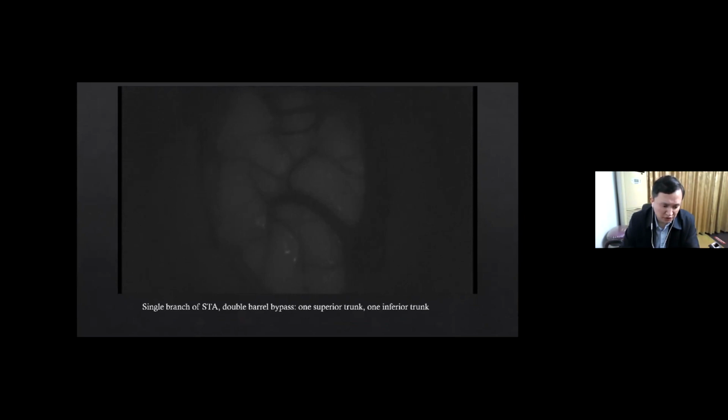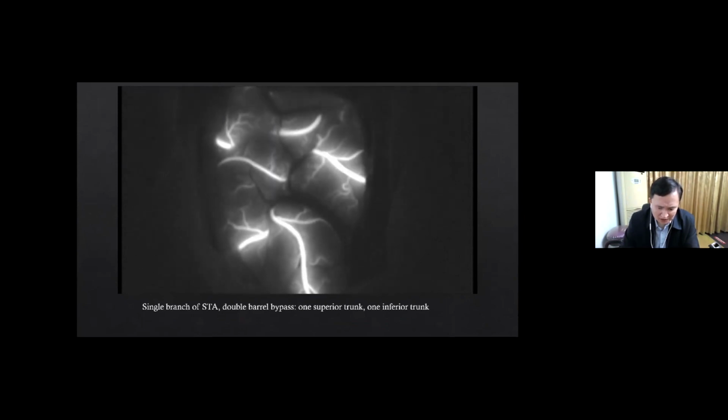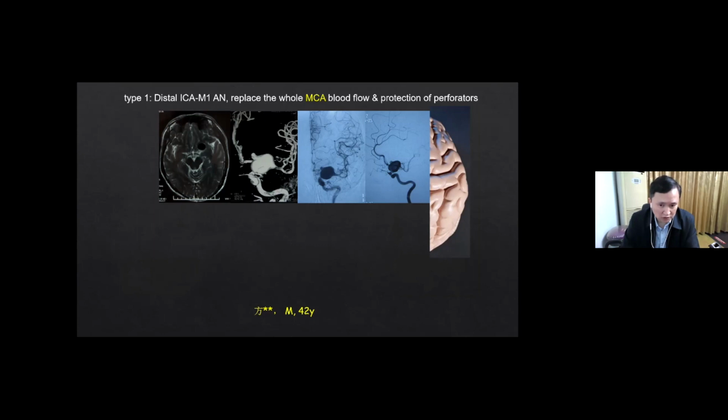Sometimes we can use the single branch of STA to create the double barrel bypass, one in the superior trunk, one in the inferior trunk. So before the surgery, we can check the blood flow, the territories of the superior and inferior trunk. So this is type 1, distal ICA to M1 segment.